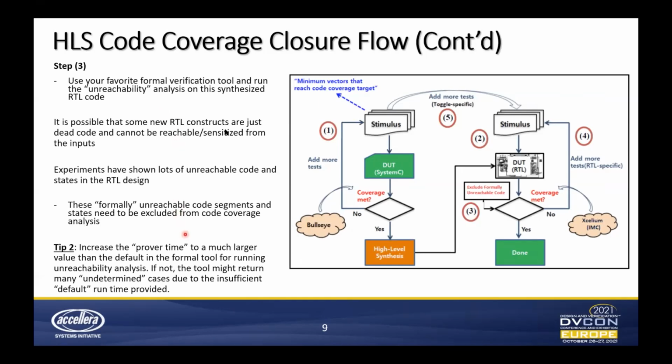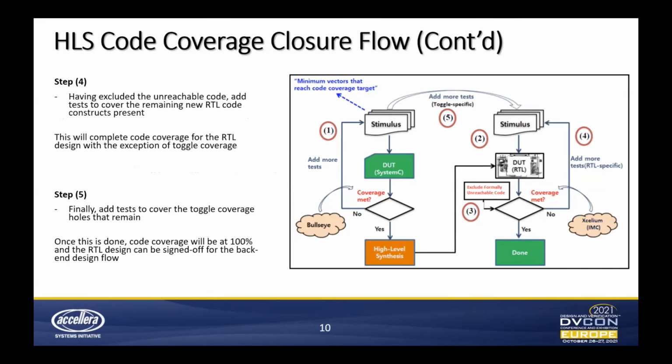A tip for designers from our experiments: we suggest increasing the prover time to a much larger value than the default in the formal tool for running unreachability analysis. This is because there are chances that the tool might return many undetermined cases due to insufficient default runtime provided. During our experiments, we found that the formal tool we used had a default prover time of 8 hours. So changing that default value to a larger value helped the tool cover all undetermined cases found in the previous default run.